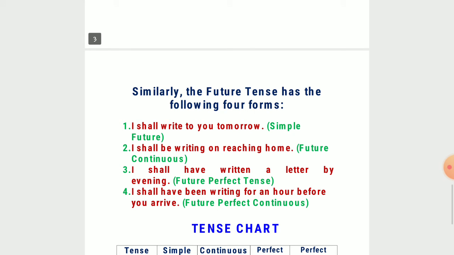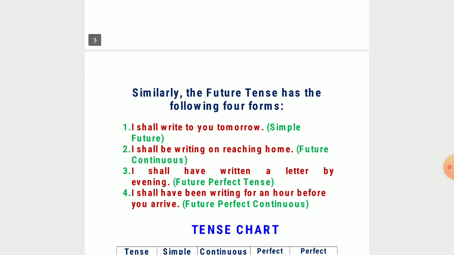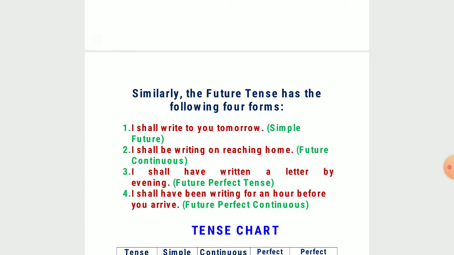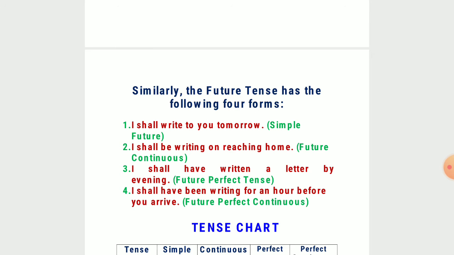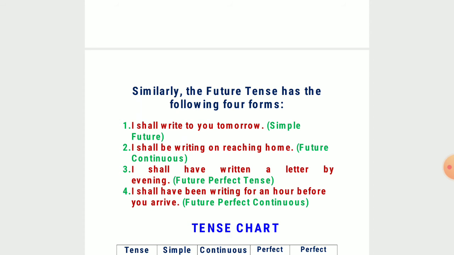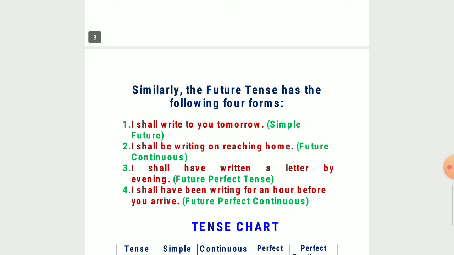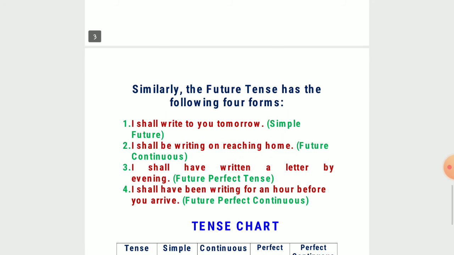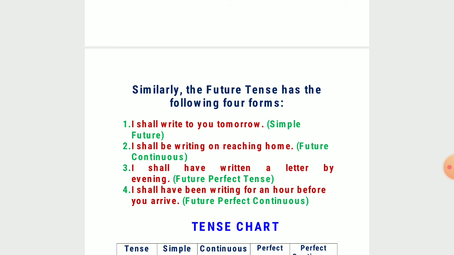So I repeat one more time. I shall write to you tomorrow: simple future. I shall be writing on reaching home: future continuous tense. I shall have written a letter by evening: future perfect tense. And one more is there, that is future perfect continuous tense. The example is I shall have been writing for an hour before you arrive.